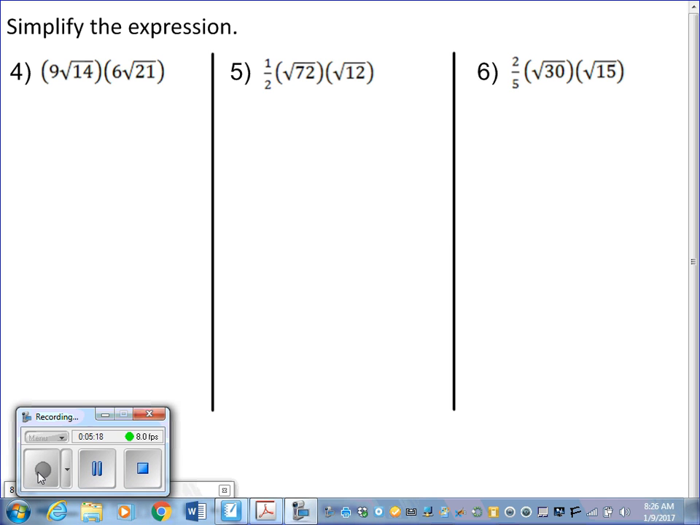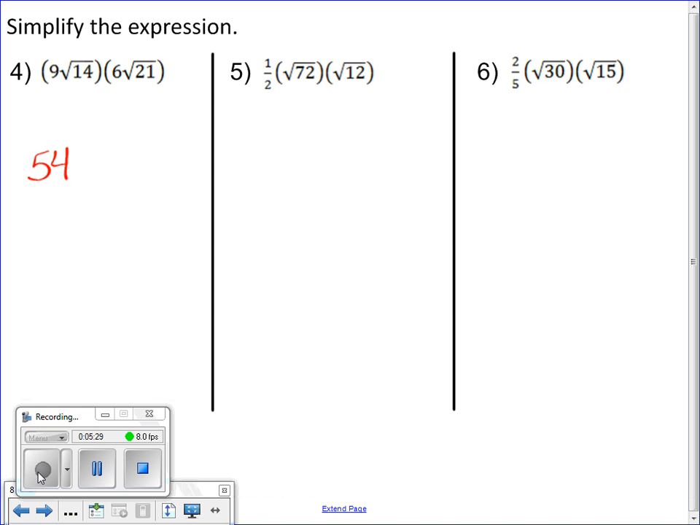All right, guys, so on number 4, what was the first thing you did? Good. Multiply the outside, multiply the inside. So 9 times 6? 14 times 21? 294. All right, and then I'm hoping your next step was to break down that radical. 6 times what? 6 times 49?